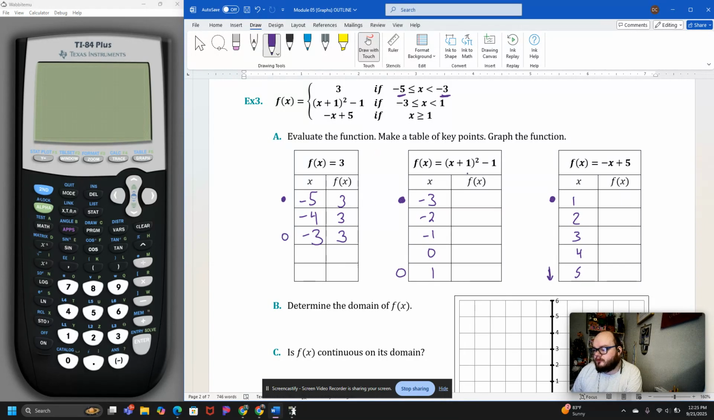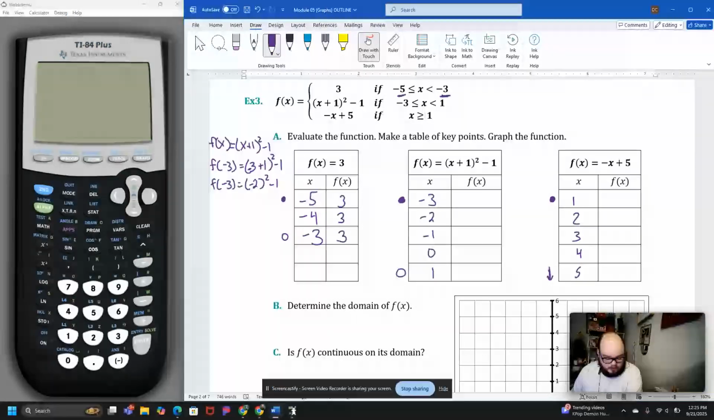Now this one, we do have to do a little bit of that work here, so let's just find me a place. I'm going to do the work for that one over here because I've got some room for it. So I'm going to do f of -3 is equal to -3 plus 1 squared minus 1. F of -3 is equal to -3 plus 1 is what? -2 squared minus 1. -2 squared is what? 4.